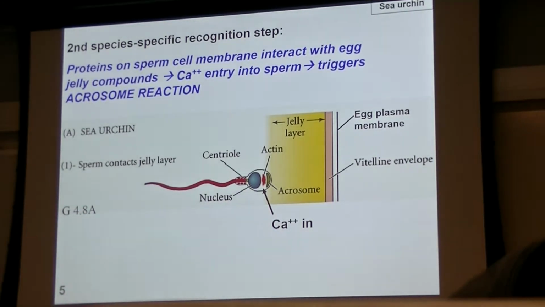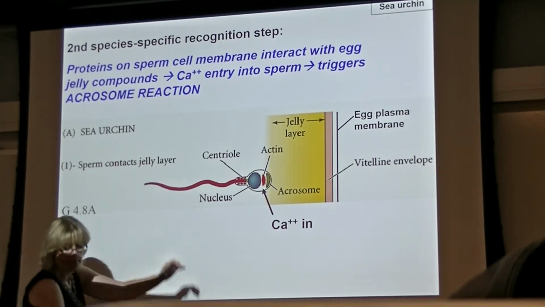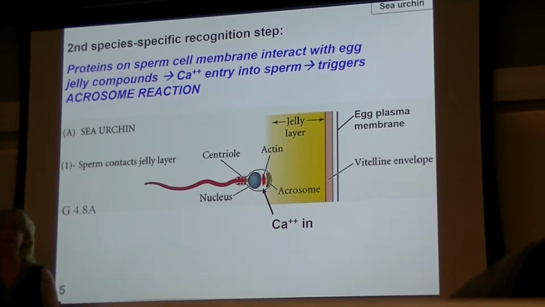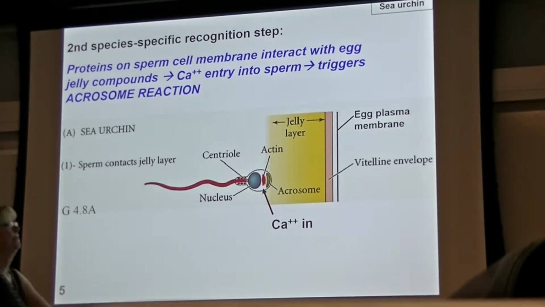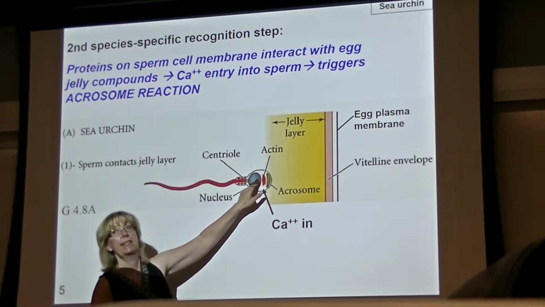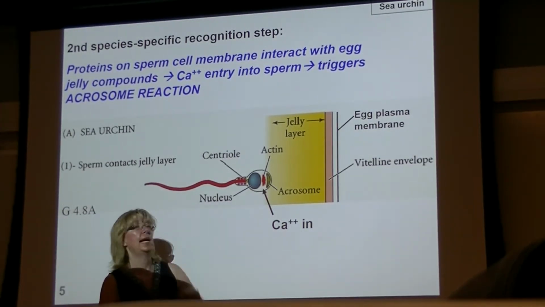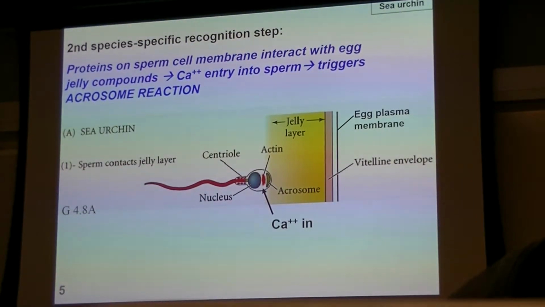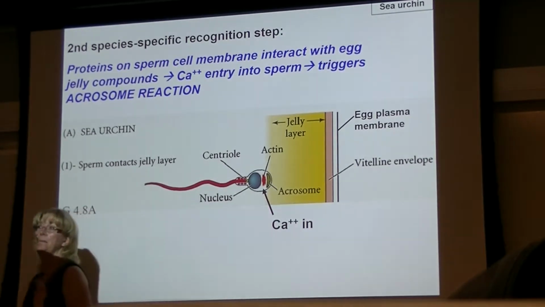Question? Can you please repeat that again? Sure. Once the sperm comes into contact with the jelly layer, we have calcium rushing into the interior of this sperm cell. The acrosomal vesicle, surrounded by plasma membrane, will then fuse with the cell plasma membrane and release the contents of this vesicle to the exterior of the cell.